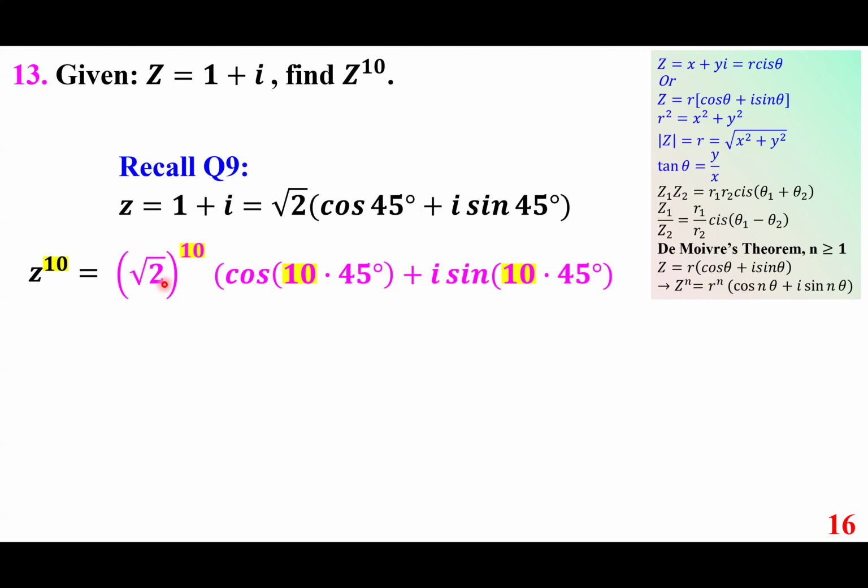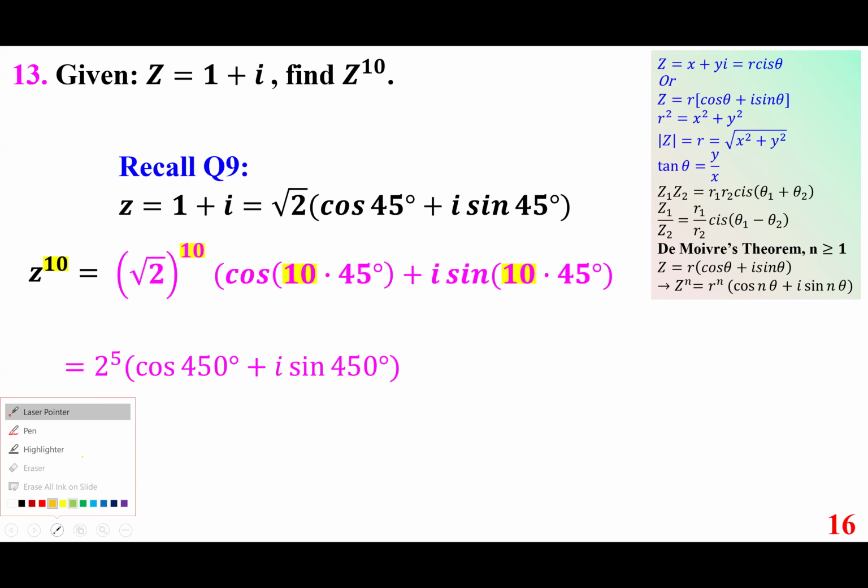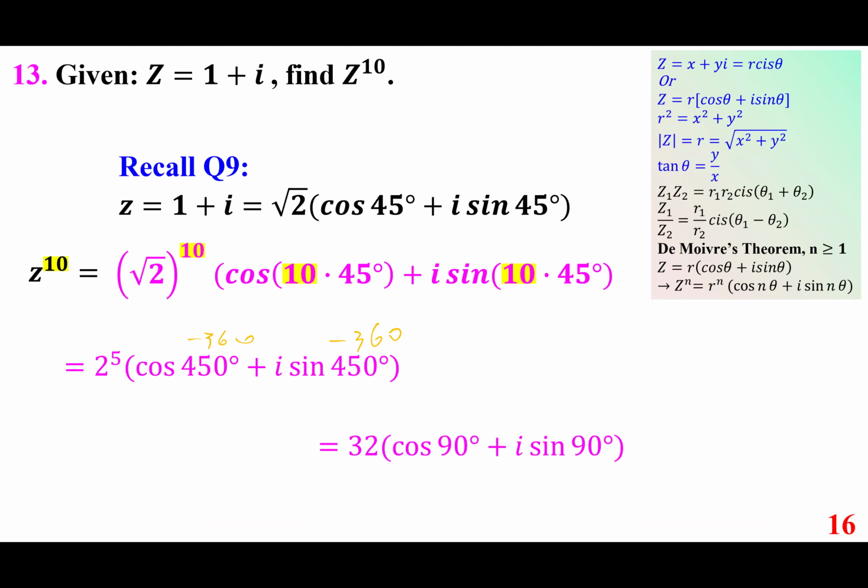So what we get here is 2 to the power of 5. What we get here is 450. And as you know, we can subtract 360. That makes no difference. It gives you the same value, which gives you 90 degrees. By the way, 2 to the power of 5 is 32. Cosine 0, sine 1, the answer is 32i.